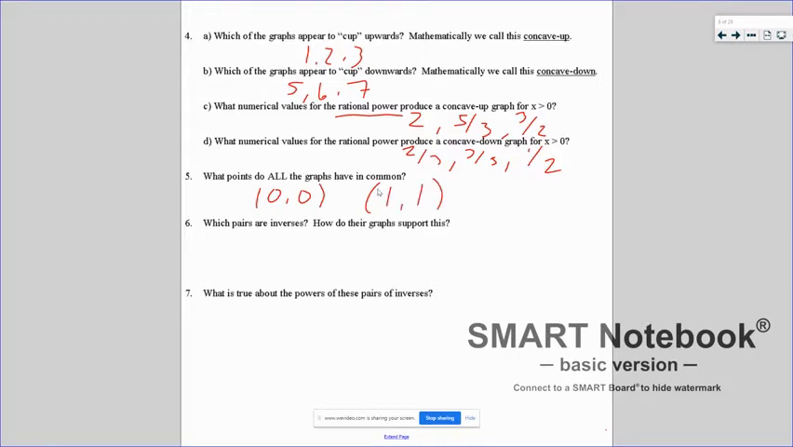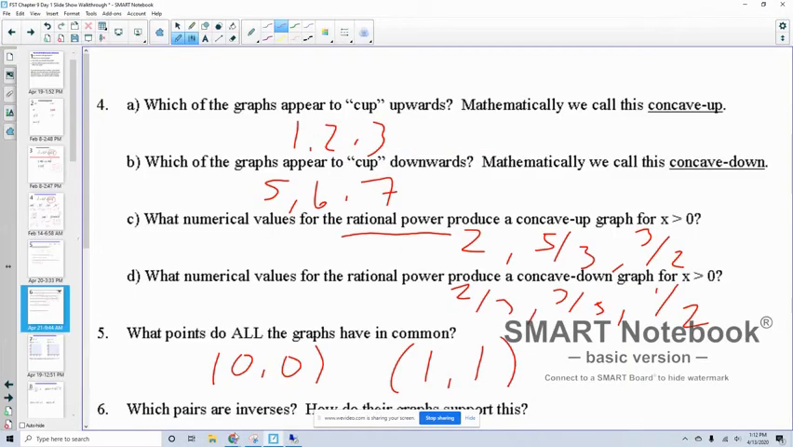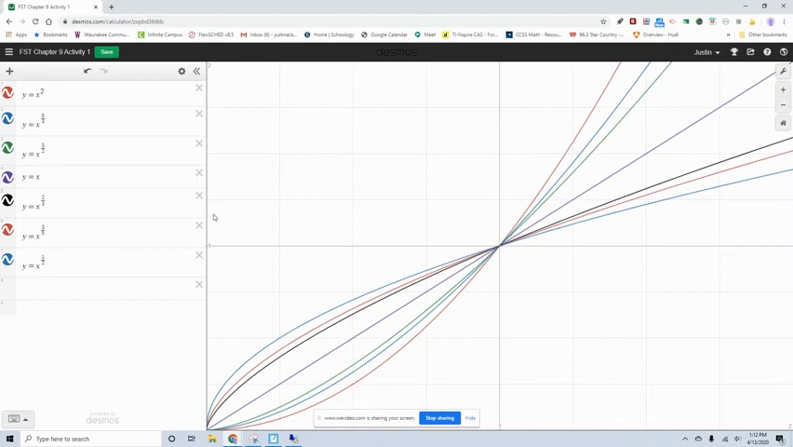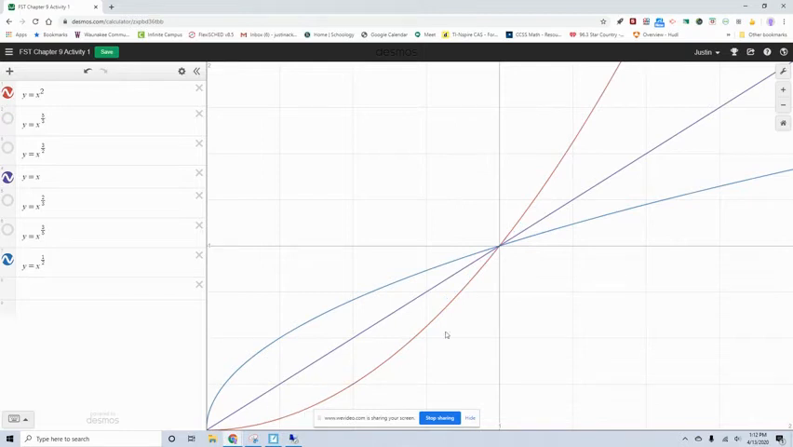0 to any power is 0, 1 to any power is 1. That's why. So we're always going to have those 2 points. Which pairs are inverses? How do the graphs support this? So I'm going to flip back to the graphs. Let's take a look at those. So the ones that are inverses, I'll actually leave y equals x on there. These two are inverses. They're reflections over the line y equals x.